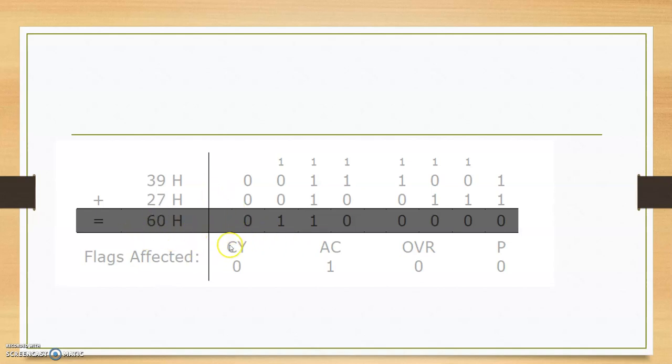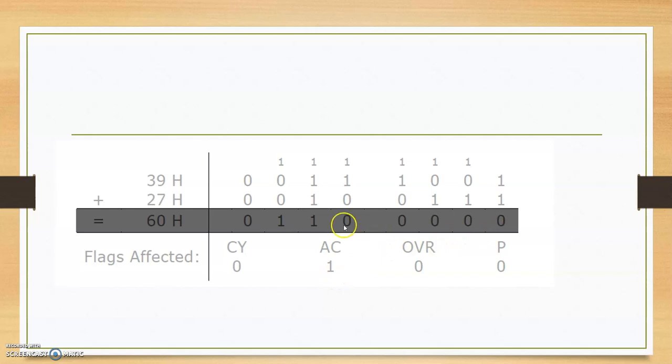For the result 60, first you check the carry flag. You don't have any carry out of the MSB bit, so the carry is 0. Next, the auxiliary carry, that is the carry from the lower nibble to the higher nibble. Here you have a carry from the lower nibble to the higher nibble, so the auxiliary carry flag is set.